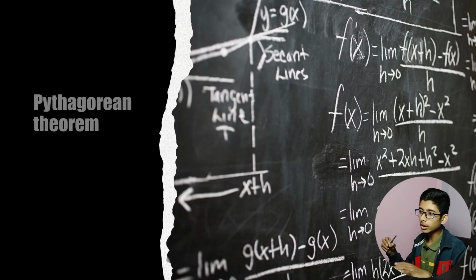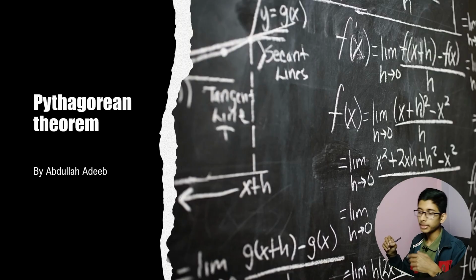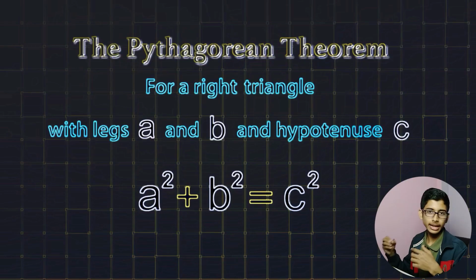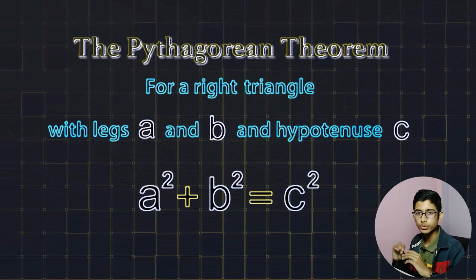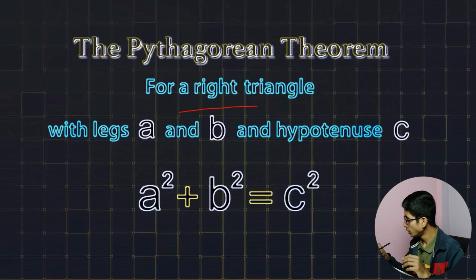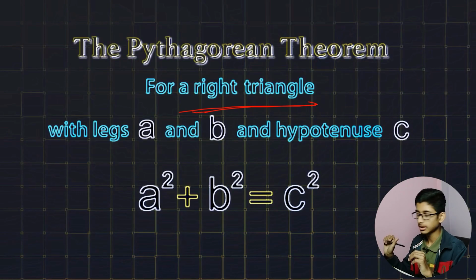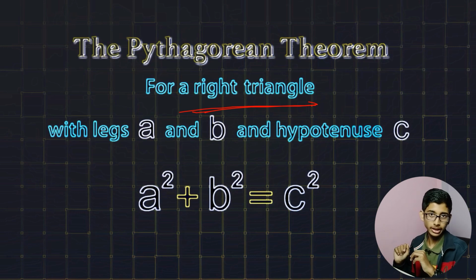So, the Pythagorean theorem mainly says that for a right triangle with legs A and B and hypotenuse C, A squared plus B squared is equal to C squared. This is the basic concept of the Pythagorean theorem. But remember, it's just for a right triangle. You cannot use this for all triangles. It's just for a right triangle.